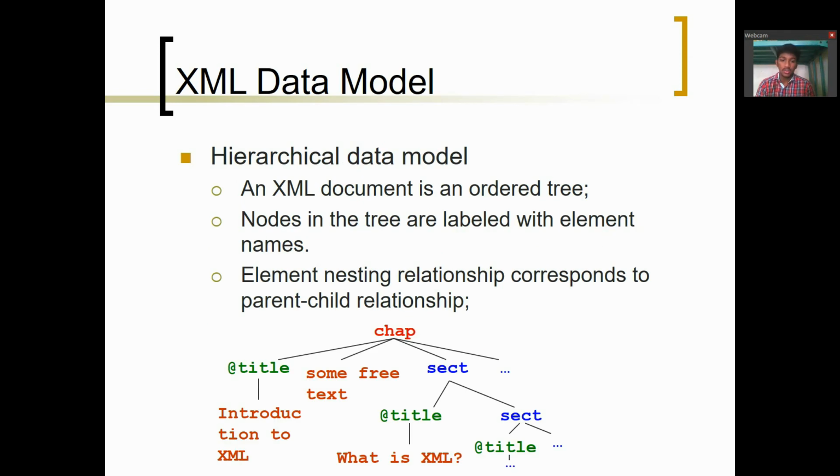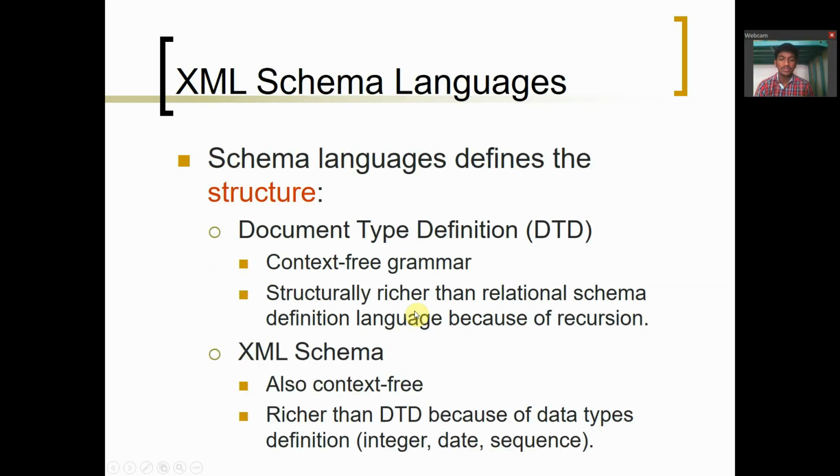The XML data model is actually a hierarchical data model. You'll have one main tag, and under the main tag you will have other tags and so on. Similarly here, look at this. You have chap, under which you have a data called title. Then you have some free text over here. Then you have another tag, like a nested tag. So inside chap you have all this. It's similar to your email, where inside one email you have a similar format like header and so on. This is exactly like that.